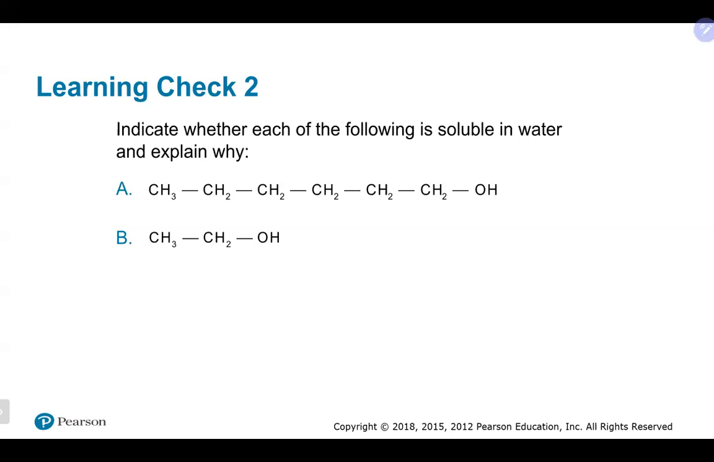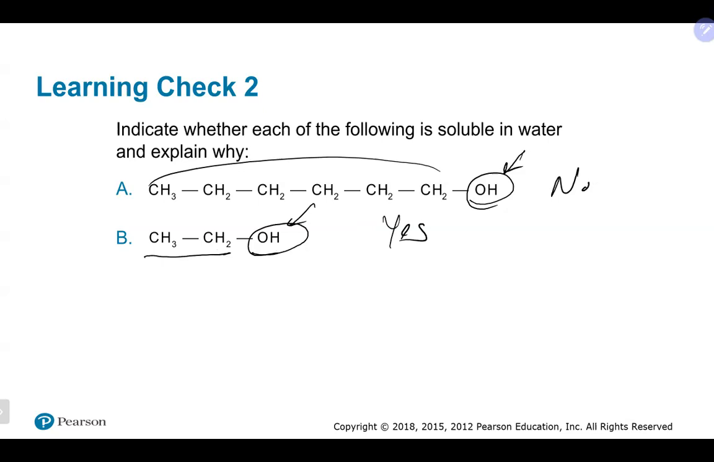So we want to know which of these will be soluble in water. Will this guy be soluble in water? It will not, even though it does have the OH, we've got this really big non-polar part, so it's going to get in the way. So probably no on that one. This guy will be, again, it has the OH, and it's less than 5 carbons or so. So we would expect it to be soluble in water. Any questions on those?